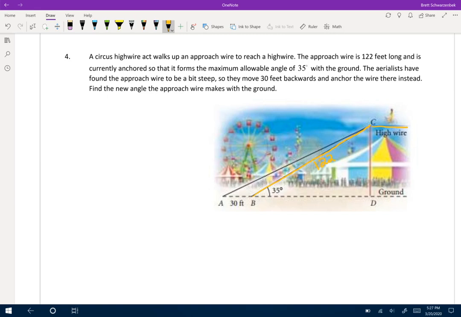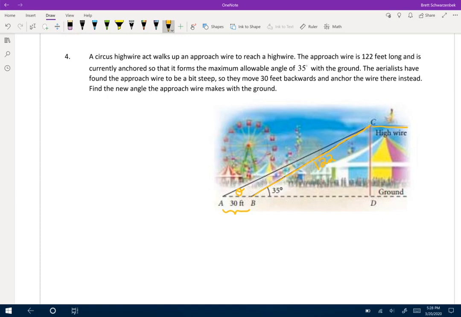Continuing, the aerialists have found the approach wire to be a bit steep, so they have moved 30 feet backwards. So look what they're doing. They're moving 30 feet backwards and anchor the wire there instead. Find the new angle the approach wire makes with the ground. Okay, so our old angle was 35 degrees. So now our new angle is going to be over here, which we will call theta. So therefore, we basically have all the information set up from the problem that we need to do the problem.